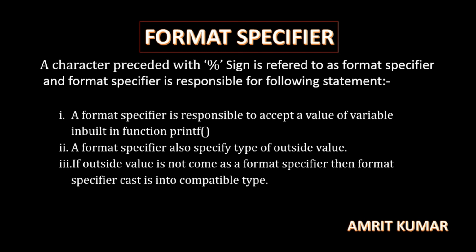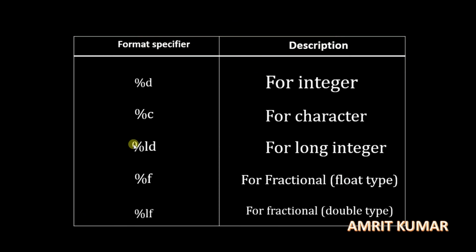Now let's look at the collection of format specifiers. The collection here is %d, %c, %ld, %f, %lf. Any character which is preceded by the percentage sign is known as a format specifier, and that's why these are all format specifiers. Now let's look at the purpose and description. %d is used for integer, %c is used for character, %ld is used for long integer, %f is used for fractions, that is float type, and %lf is used for fractions, that is double type.